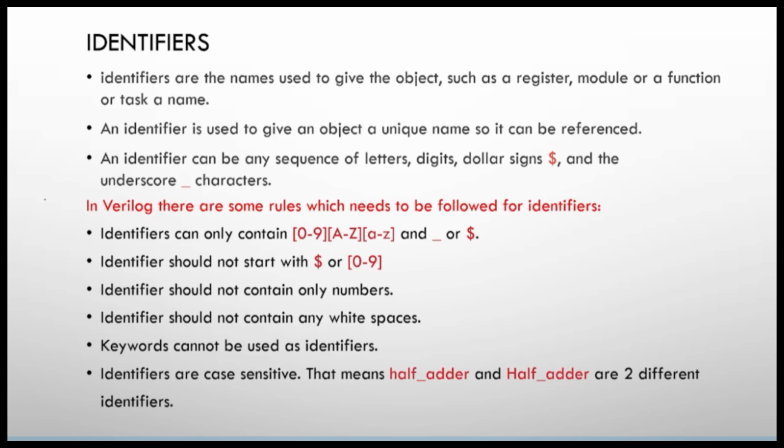They also have certain rules. You can use any alphabets from uppercase A to Z, lowercase a to z, and 0 to 9. For special characters, only two are allowed, underscore and dollar. The remaining are not allowed. The identifier should not start with these two things, it should not contain only numbers, and it should not contain any white spaces, that means any gaps in between the names. Keywords cannot be used as identifiers. You can use underscores.